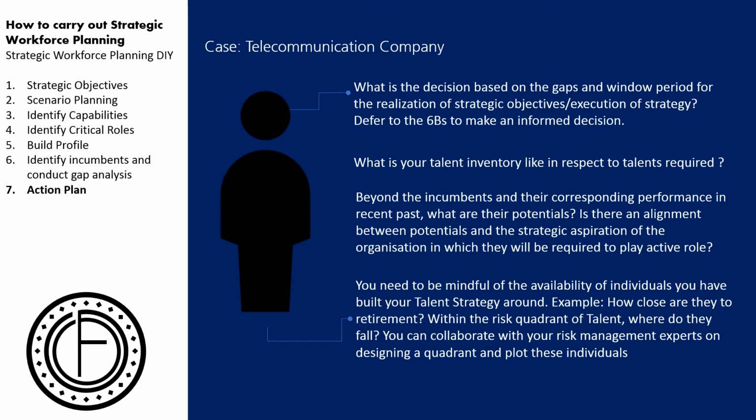So building your talent strategy around them might be an error within the risk quadrant of talent. You can work with your risk management guys to come up with a risk quadrant for talent and plot these individuals there. There are different parameters for building such a tool. Where do they fall within the risk quadrant?